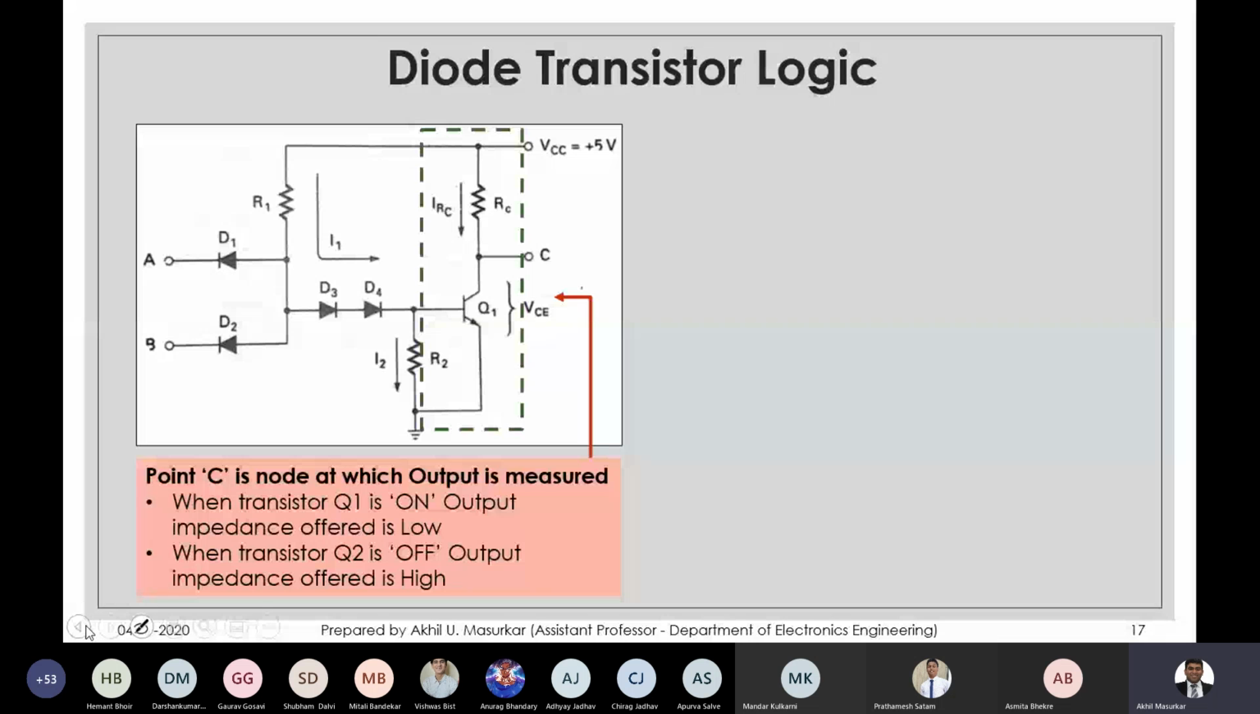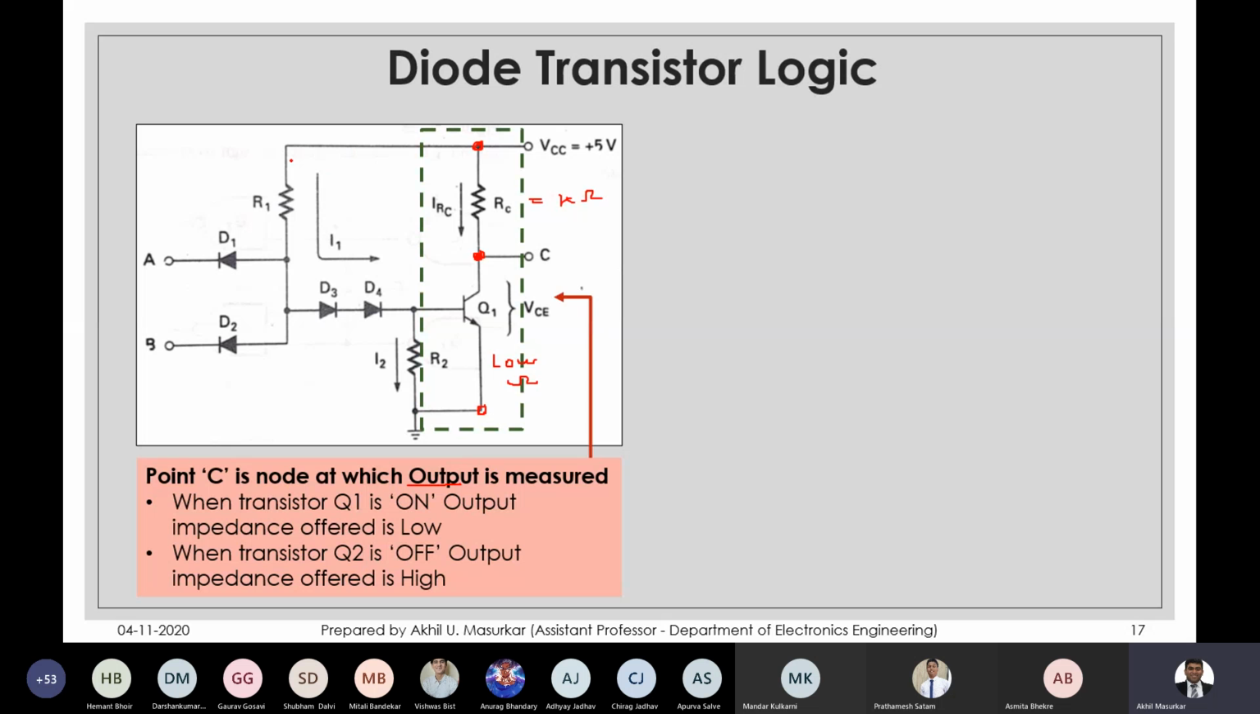Especially the point C is where we are measuring the output. When transistor Q1 is on, impedance offered is low. Why? Because the impedance offered by transistor Q1 is very low when it is on. So between this point and this point there is low impedance. When transistor Q2 is off, between this point and this point there is a resistance RC which is in kilo ohms, and this will offer resistance in kilo ohms.